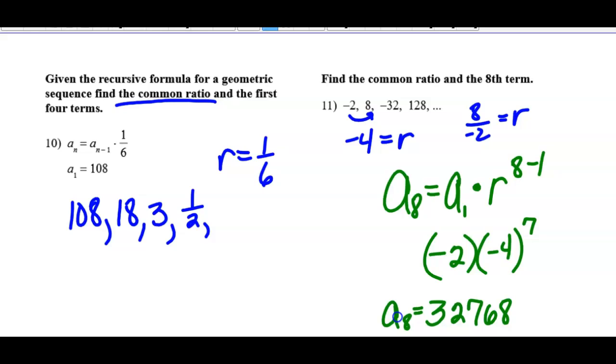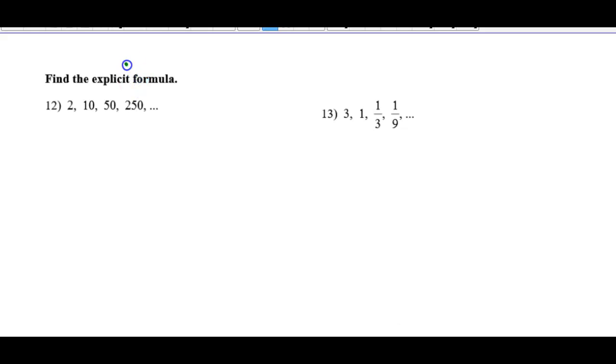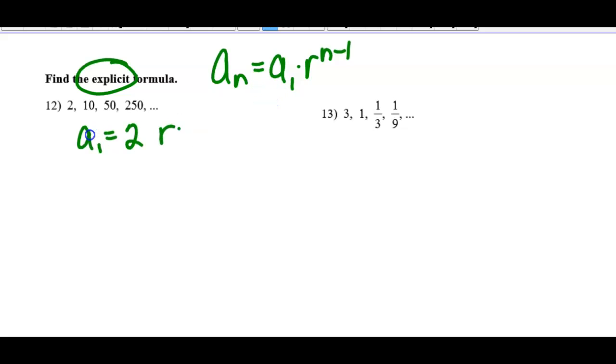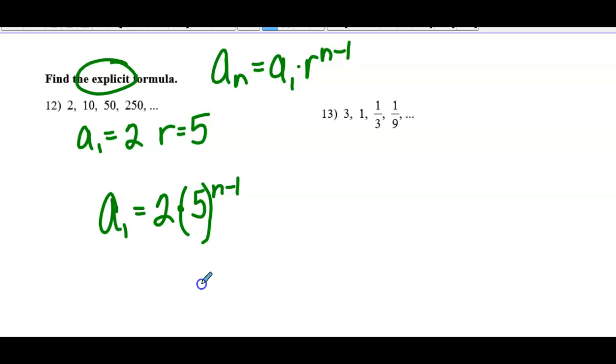All right. Find the explicit term. Well, the explicit term looks like this. And we get to leave the n in there. So we just need to put in the first term. And we need to figure out what the ratio is. This guy's just multiplying by 5. So we have a sub n is 2 times 5 to the n minus 1. You can leave it like that. I'm just really worried that someone will do something silly, so I always put r in parentheses. Because you can't do 2 times 5 is 10 because of the exponent.